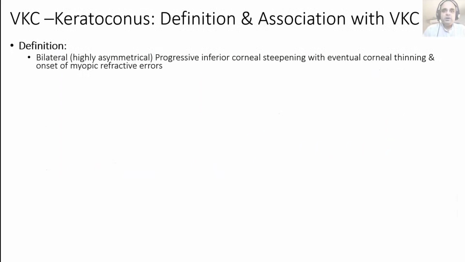So now we need to talk about keratoconus, and keratoconus is very strongly associated with VKC. In fact, keratoconus is strongly associated with any condition in the eye in which the patient would rub his eyes or her eyes, of which VKC is the most important.